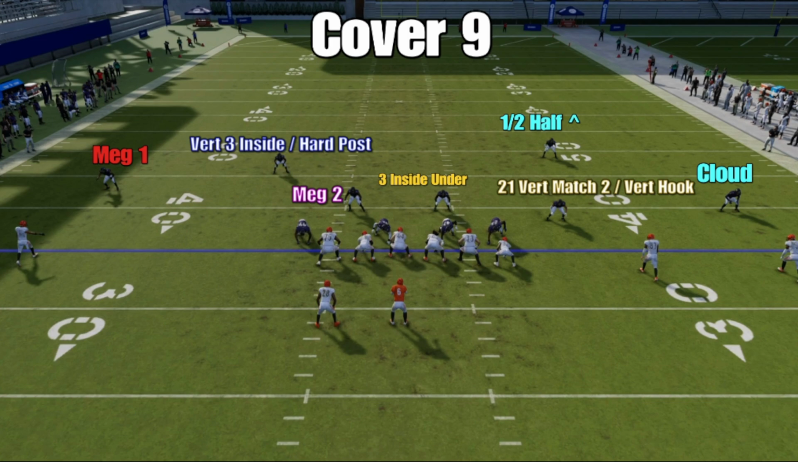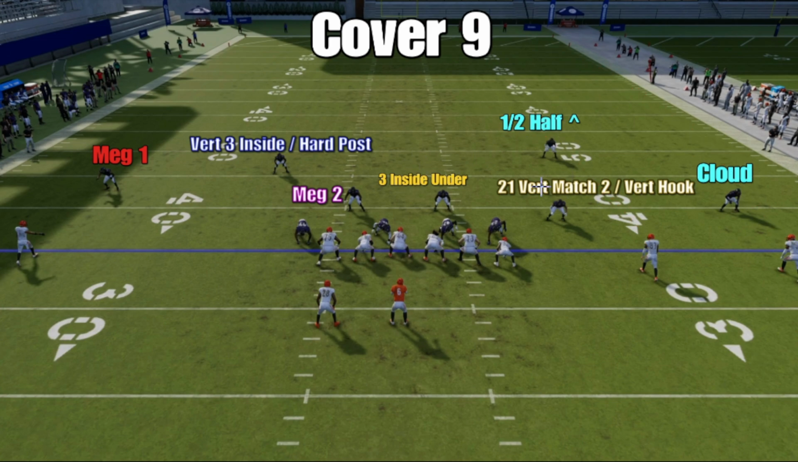And there's a lot of interesting stuff with Cover 9. We have this 21 vert match 2 again, right? So now we know what this does. This is why I put that Cover 2 in there, so you should know what he's going to do, right? If we get 2 vertical patterns, he will match this man-to-man. He's deep half, and he will reroute and play cloud, okay?